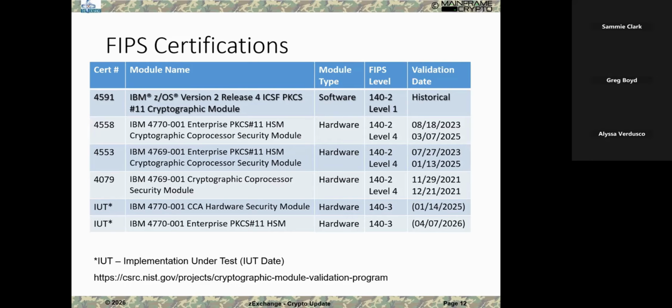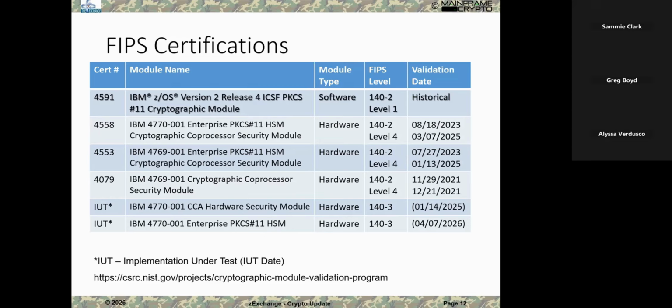The Crypto Express 7, the 4769001, was certified as FIPS compliant in EP11 mode, and the Crypto Express 8 has also been certified in EP11 mode. That's certificates 4558 and 4553. The Crypto Express 7 coprocessor was certified in CCA mode as being FIPS 140-2 level 4 compliant. That's certificate number 4079. Typically, when a product is certified, it has a 5-year life cycle.